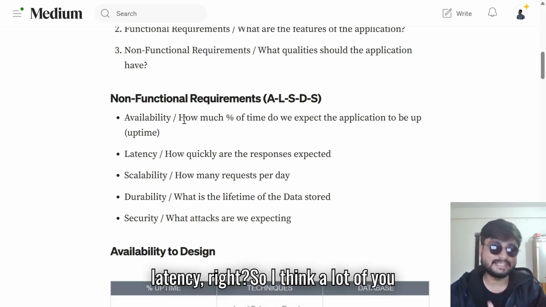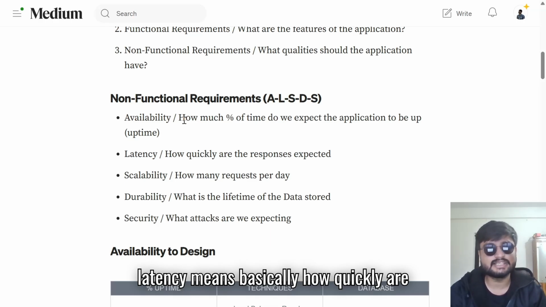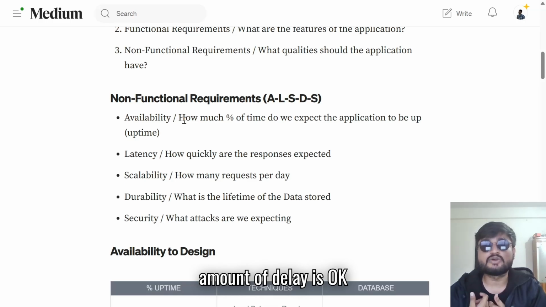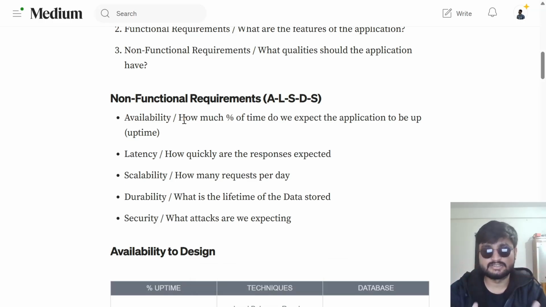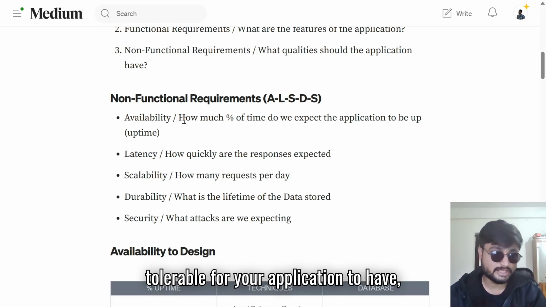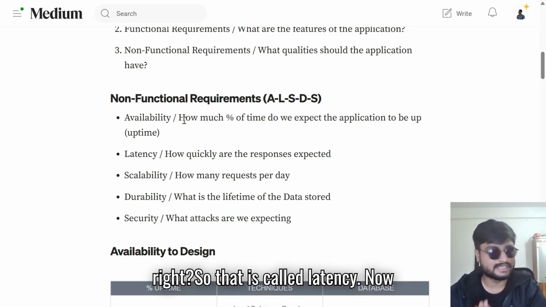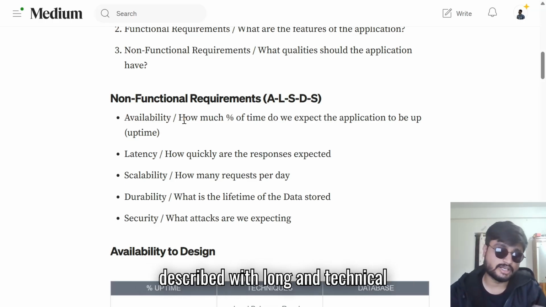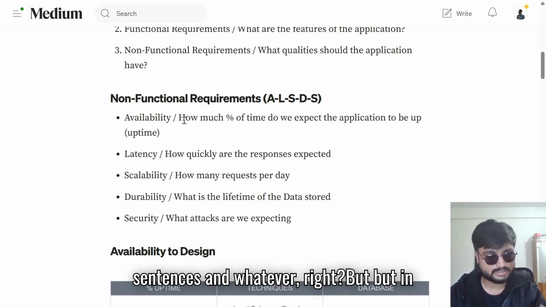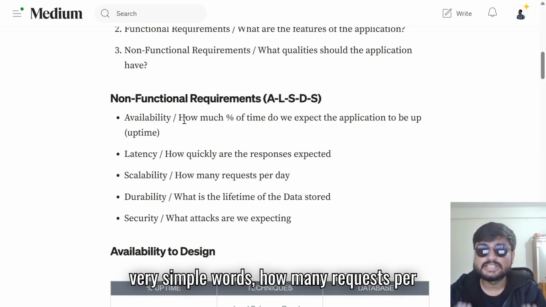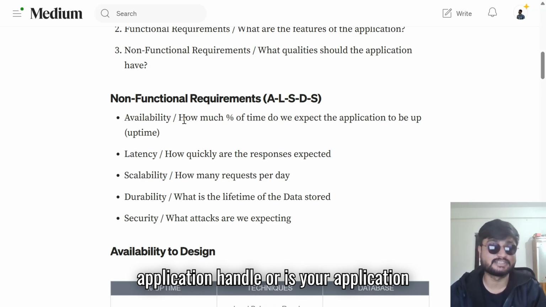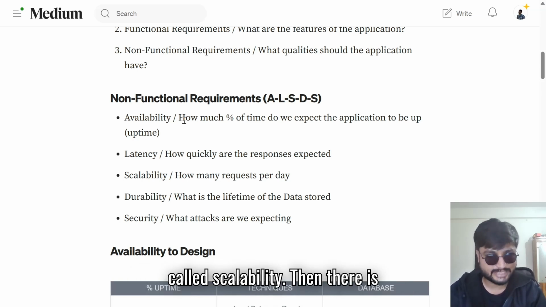Now latency. I think a lot of you might already know what latency is. Latency means basically how quickly are the responses expected, or what amount of delay is tolerable for your application to have. So that is called latency. Now scalability. Scalability can be described with long and technical sentences, but in very simple words, how many requests per day, per minute, per second can your application handle, or is supposed to handle? So that is called scalability.